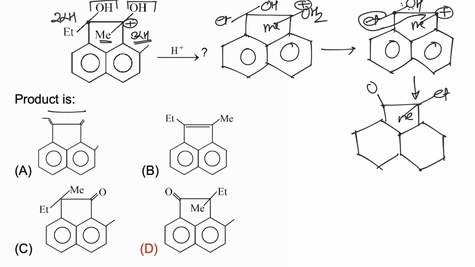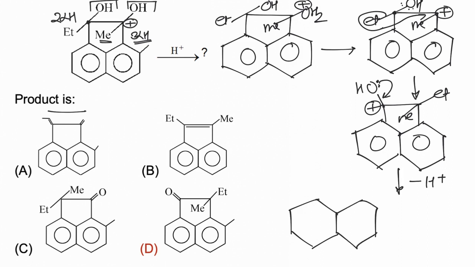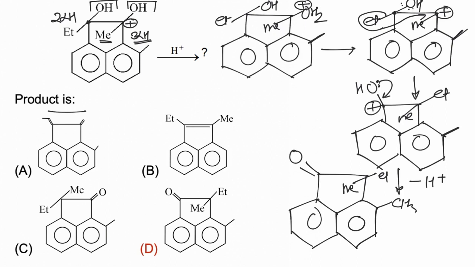So now this Et, Me, OH and positive, now this positive charge will further stabilized by alpha effect and finally H proton is removed, and after removal of H positive, carbonyl group is created. So final product is Me, Et and C double bond O, and hence correct answer is D. Now this position is having methyl group, so all the molecule methyl group is attached at this carbon. So correct answer is D.